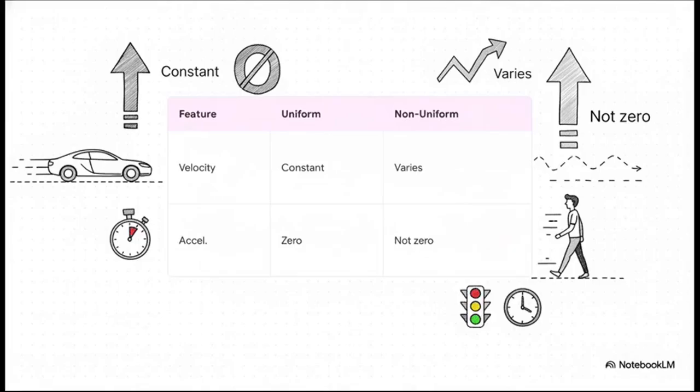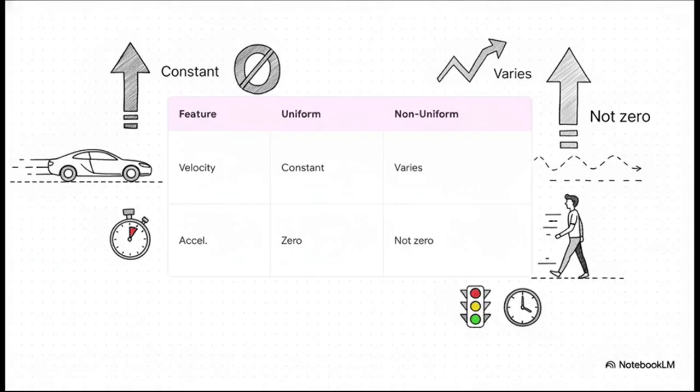Let's look at this comparison. Uniform motion is kind of our idealized scenario here. An object covers equal distances in equal time intervals. That means its speed and velocity remain perfectly constant. And because that velocity isn't changing, the acceleration is exactly 0. It's highly predictable. It's like a car locked on cruise control on a perfectly straight, totally empty highway.